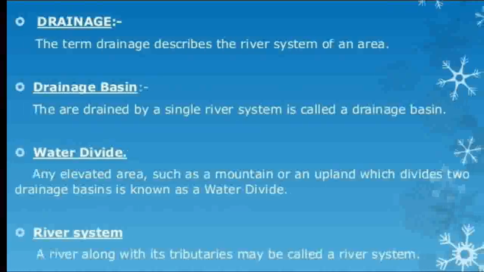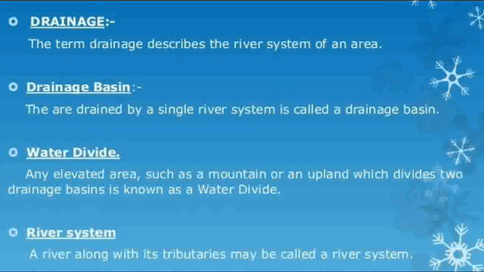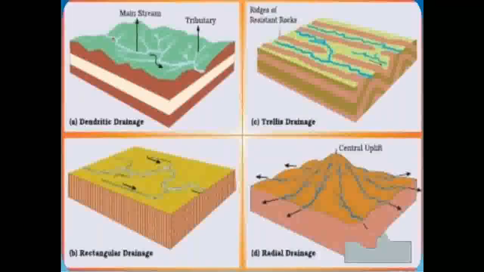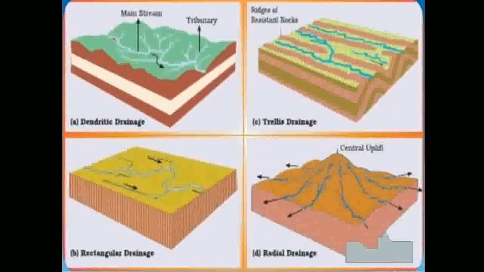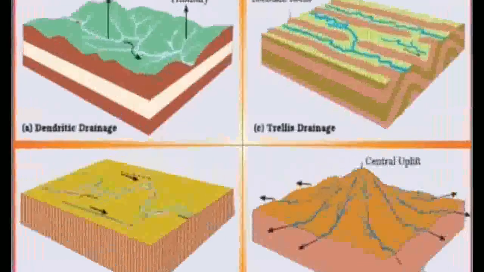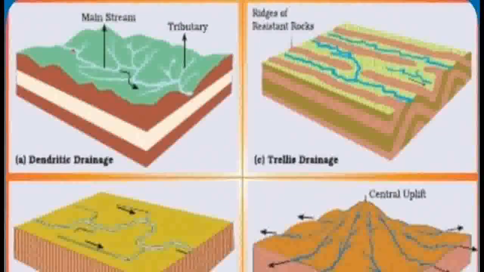Another term is river system. A river along with its tributaries is simply called a river system. When we look at the rivers flowing on the surface of the earth, they make certain types of patterns. The important ones are the dendritic pattern.